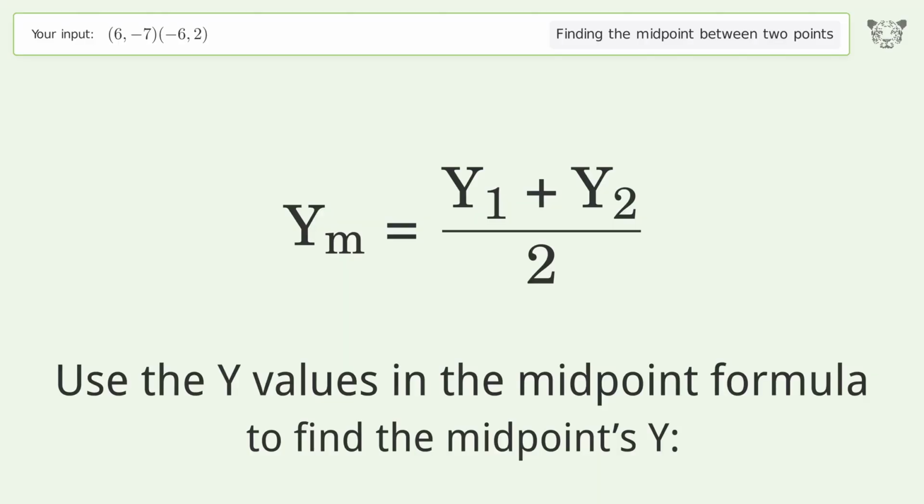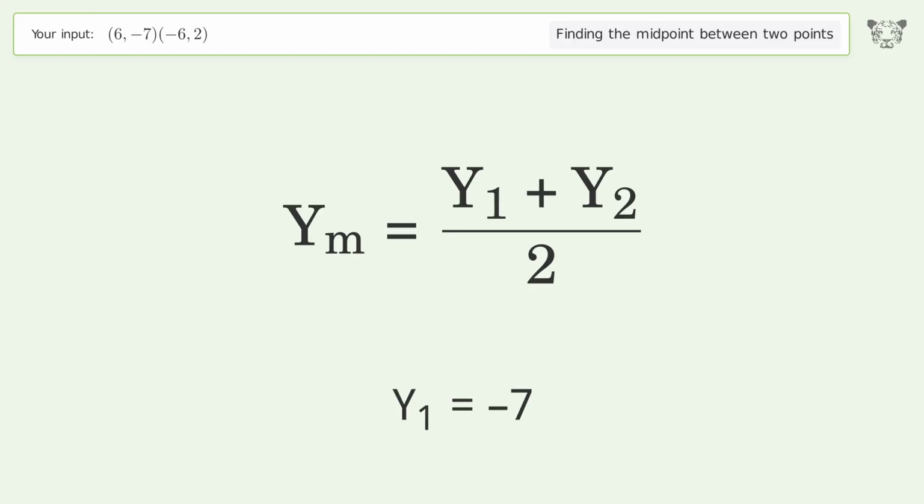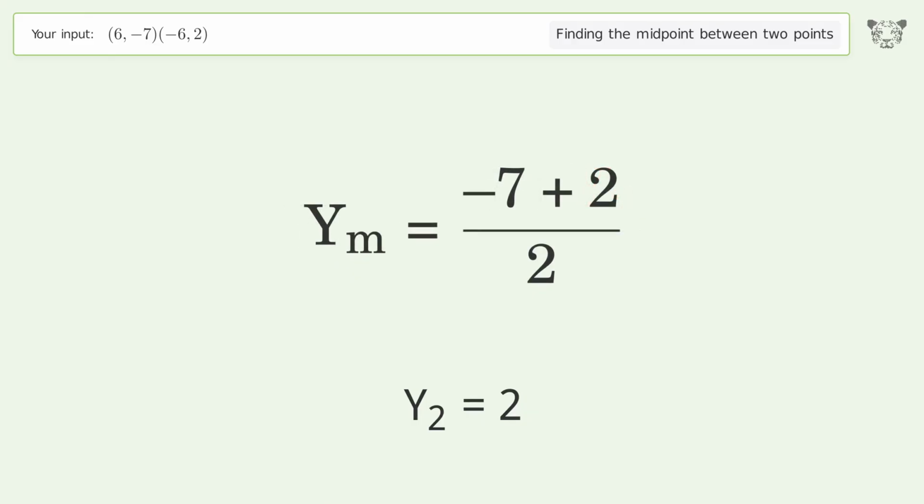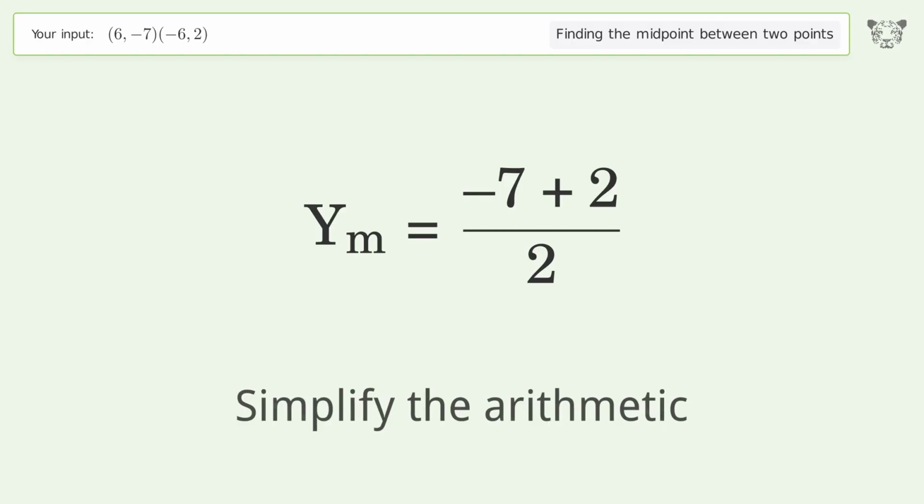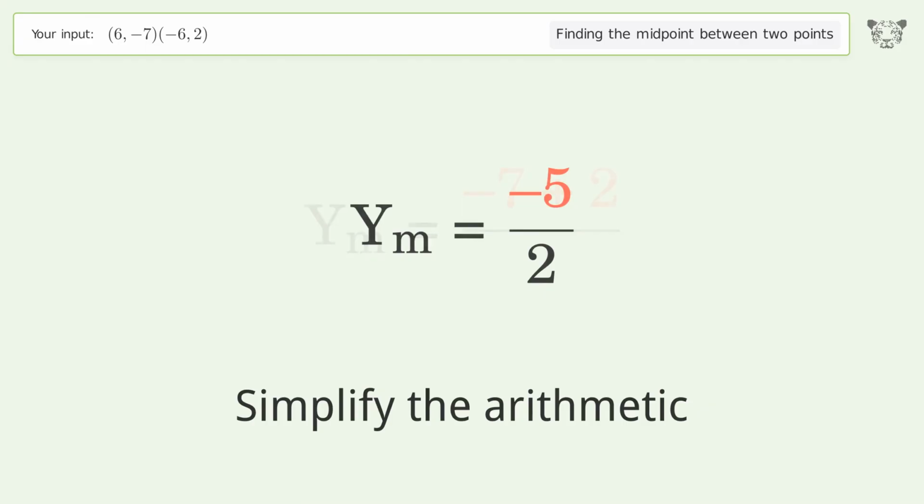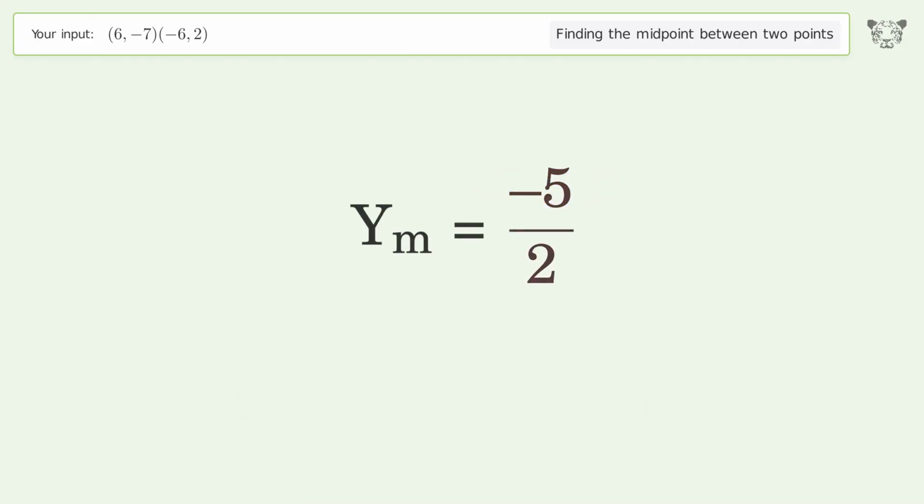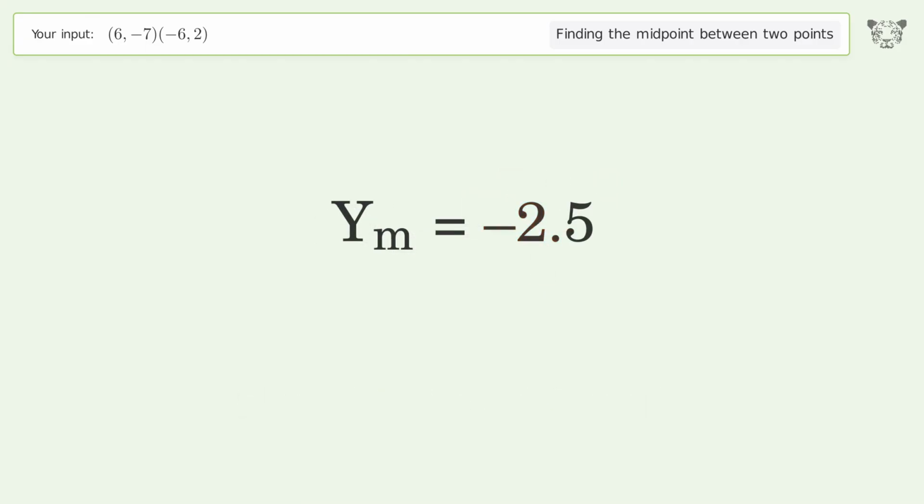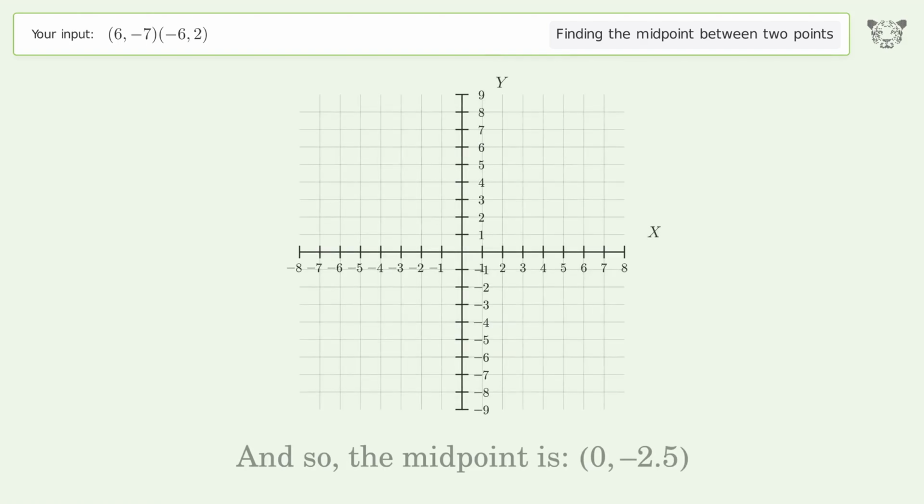Use the y values in the midpoint formula to find the midpoint's y. y1 equals -7. y2 equals 2. Simplify the arithmetic. And so, the midpoint is 0, -2.5.